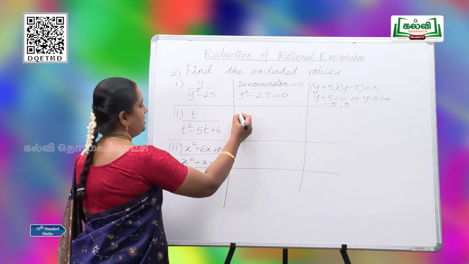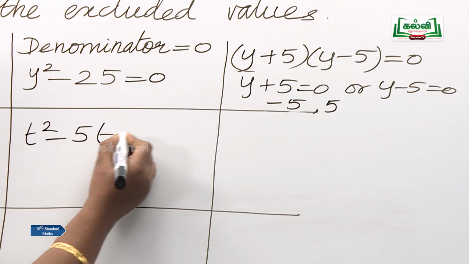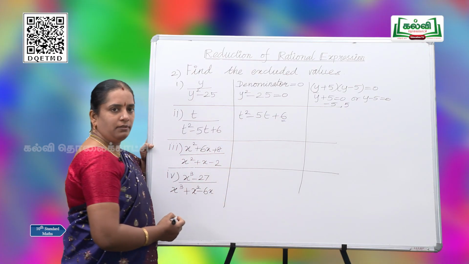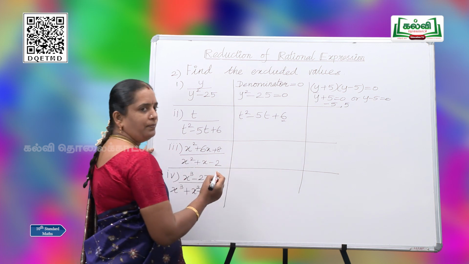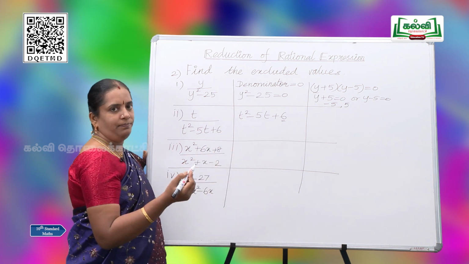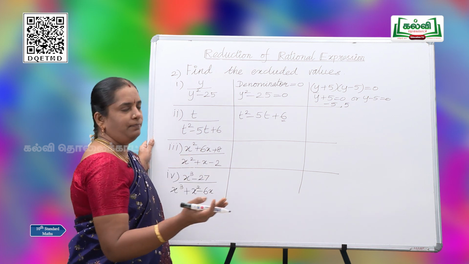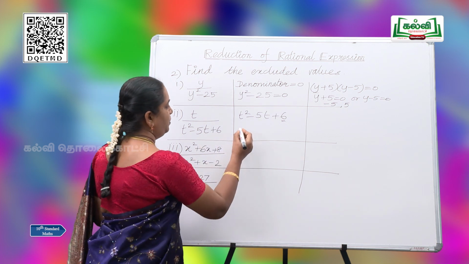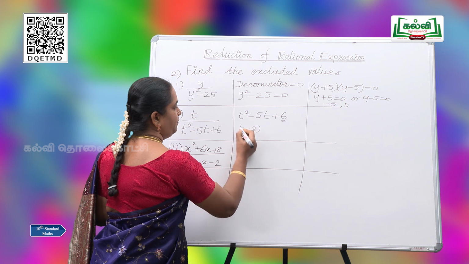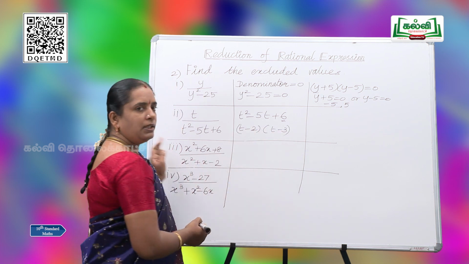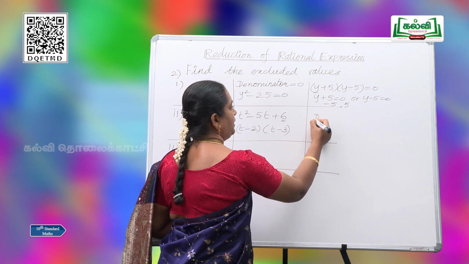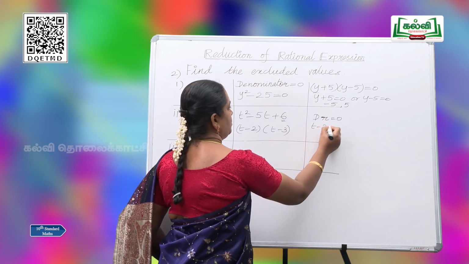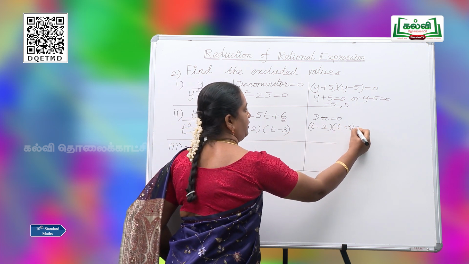See, this denominator is t square minus 5t plus 6. First, let us factorize the denominator here. The product of the second terms is 6 and the sum of the second terms is 5. So, you know that they are 2 and 3. As the sum is negative, we give a negative sign for both the terms, that is (t minus 2) into (t minus 3). If we make the denominator 0, we can say that (t minus 2) into (t minus 3) is equal to 0.